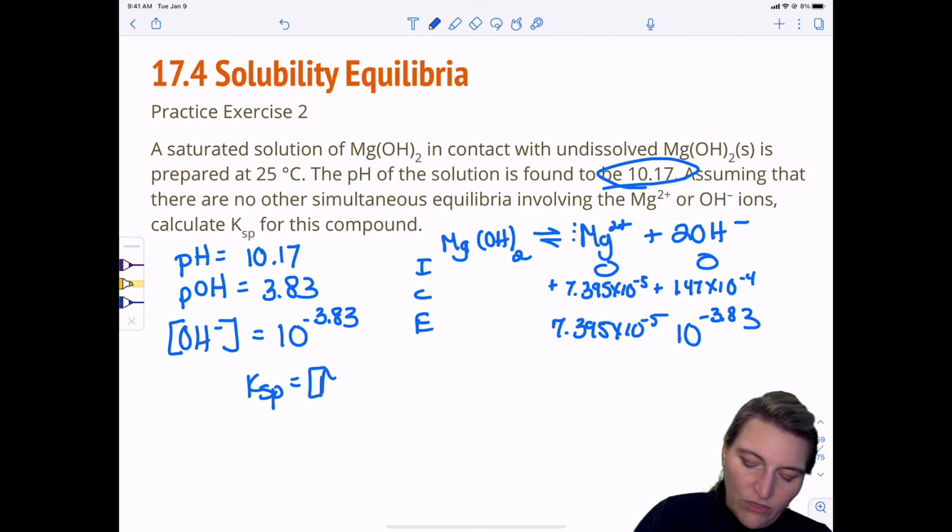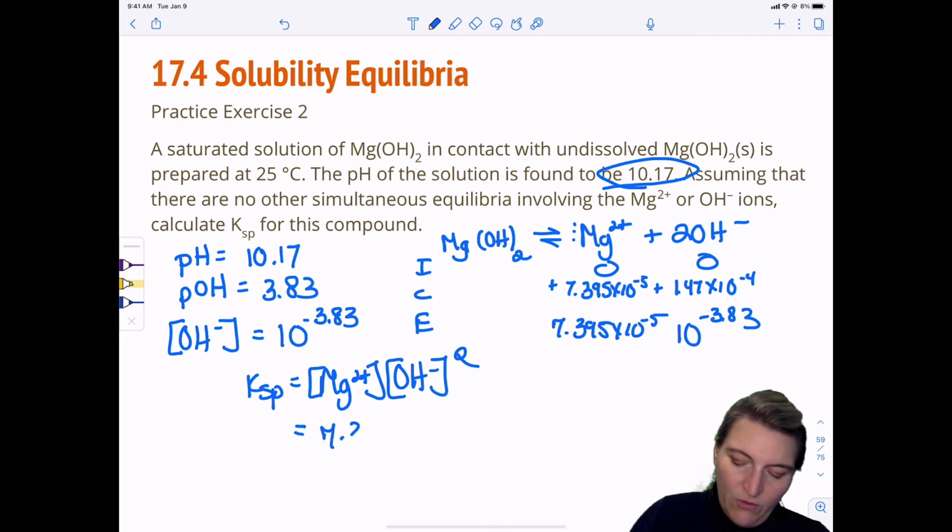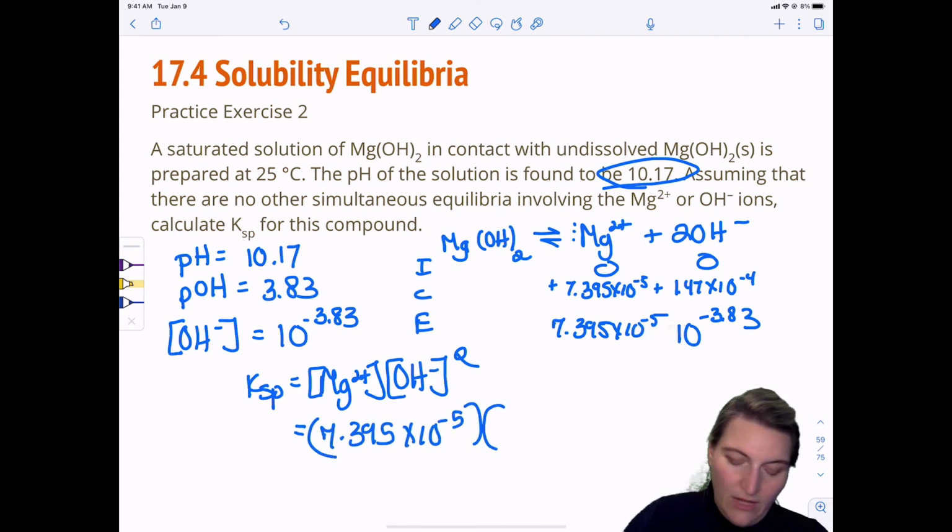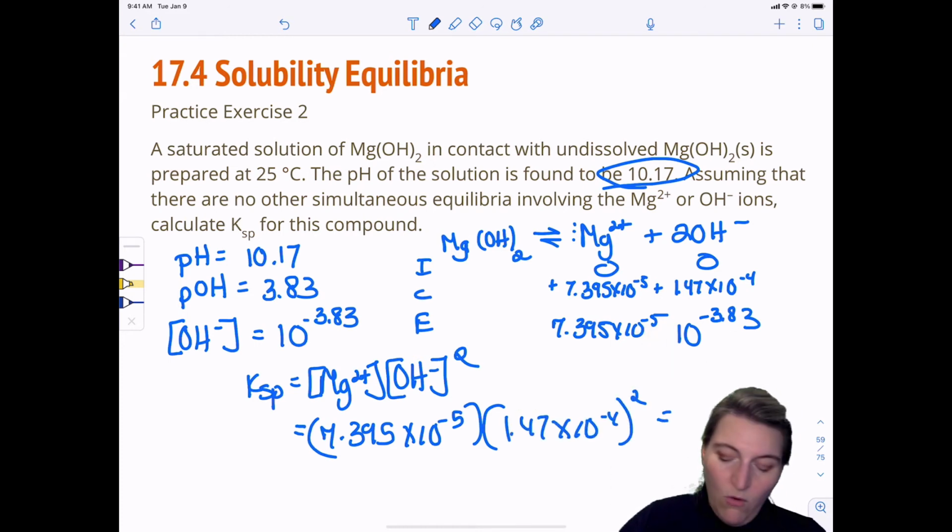KSP equals the concentration of the magnesium times the concentration of the OH- squared. So 7.395 times 10 to the -5 times 1.47 times 10 to the -4 squared, or 1.62 times 10 to the -12.